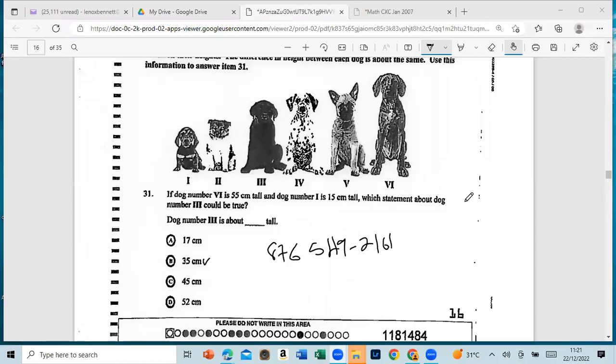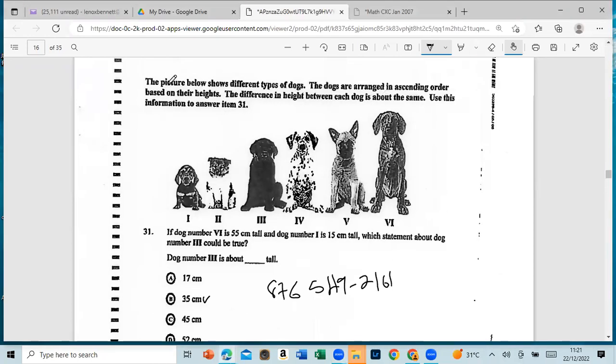All right, guys, let us see if we can work it out. Even though we agree that it's 35, let us see if it makes sense. So if all of them have the same distance between them, as in height, right? The picture below shows the different types of dog. The dogs are arranged in ascending order based on their height. The difference in the height between each dog is about the same.